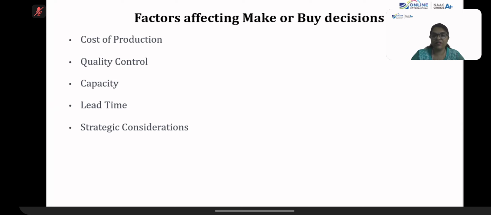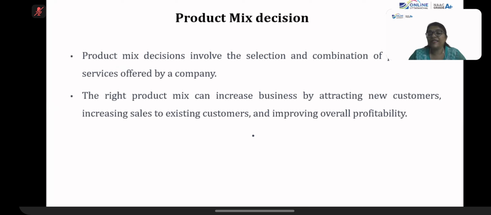Clear till here? Any doubts till here? Next is your product mix decision. See again, product mix मतलब दो तीन चीजों का कॉम्बिनेशन करके आप एक प्रोडक्ट बना रहे हो. So it's a selection combination of products that a company offers to attract new customers, increase the sales to existing customers, improve overall profitability. Okay, that is your product.